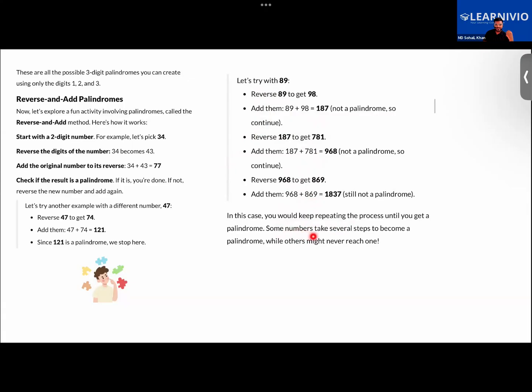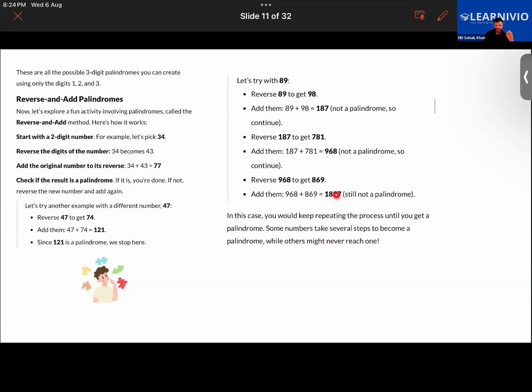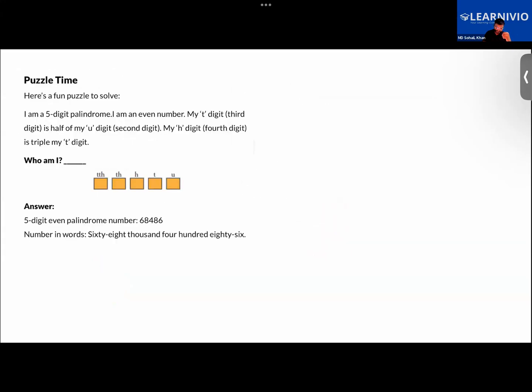Also, some numbers will take several steps to become a palindrome, while others might never reach one. In this case, you may get or you may not get. Some of the numbers will eventually give you a palindrome after repeated addition, but sometimes you may never get one, no matter how many times you keep on repeating. Getting it? Like on the next page, 196 cannot be a palindrome, as it shows here.